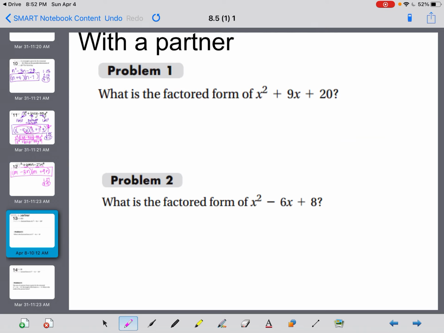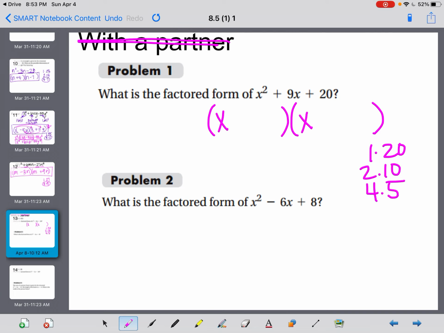All right, because we don't have partners for this, we're just going to work through some of these factor forms. These are mostly from day 1. Okay, so I need a number that will multiply to be 20, but add to be 9. Well, factors of 20, I have lots. I have 1 times 20, 2 times 10, 4 times 5, and then backwards. So it looks like 4 and 5 will make 9, and everything is positive, so we'll be plus 5 and plus 4.